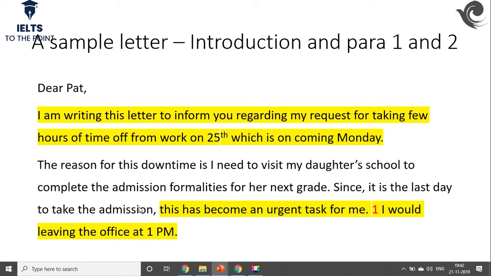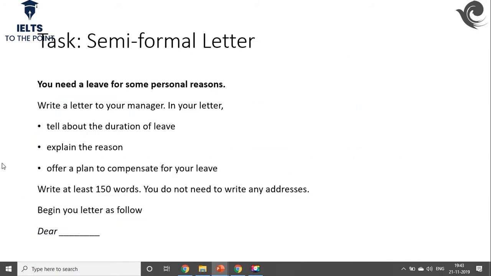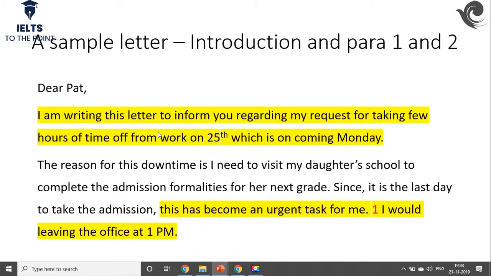Now the problem over here is very specific. The first instruction is tell about the duration of leave, and the second instruction is explain the reason. In this case, this person has put these both things together first. Second, he has combined these instructions. Now, I can understand that when you talk about the duration of the leave, it could happen that you may not be able to come up with too many ideas. There could be simply just one idea.